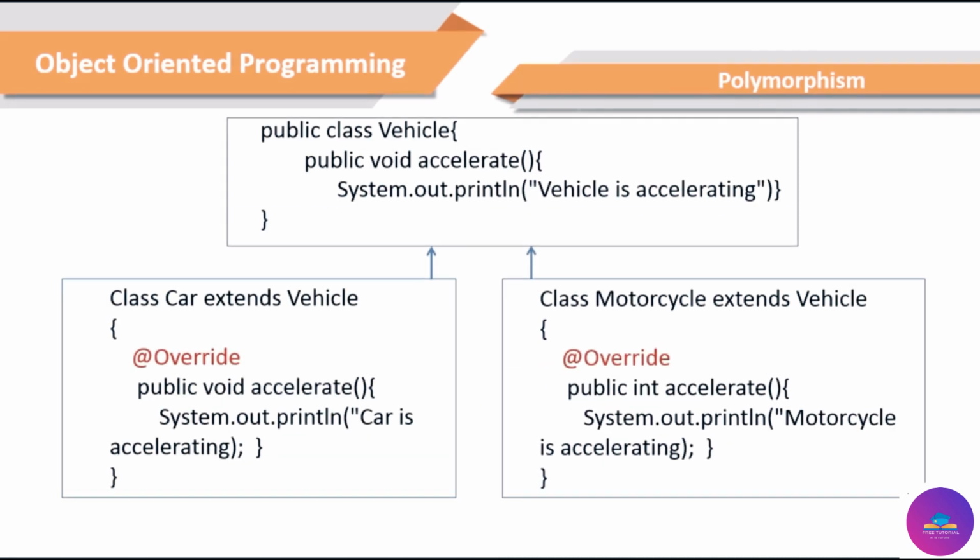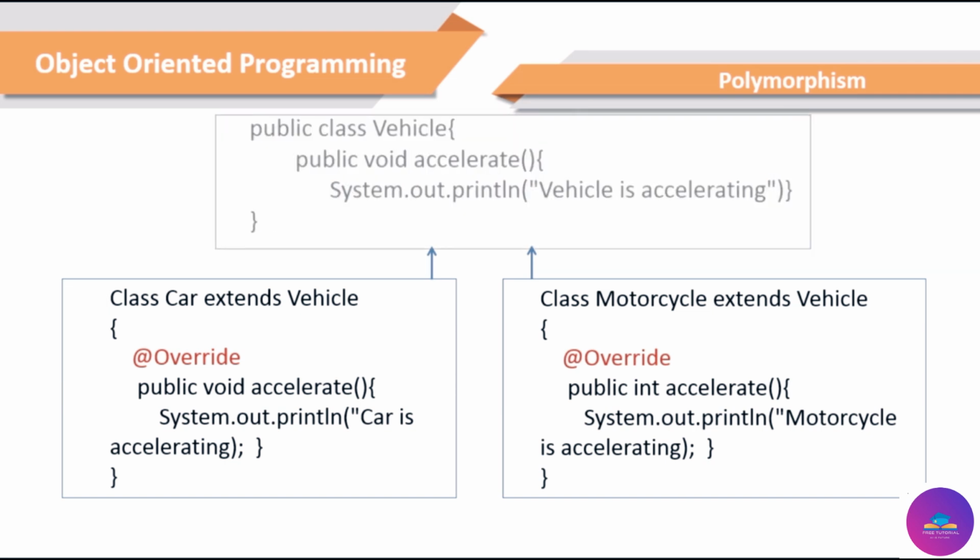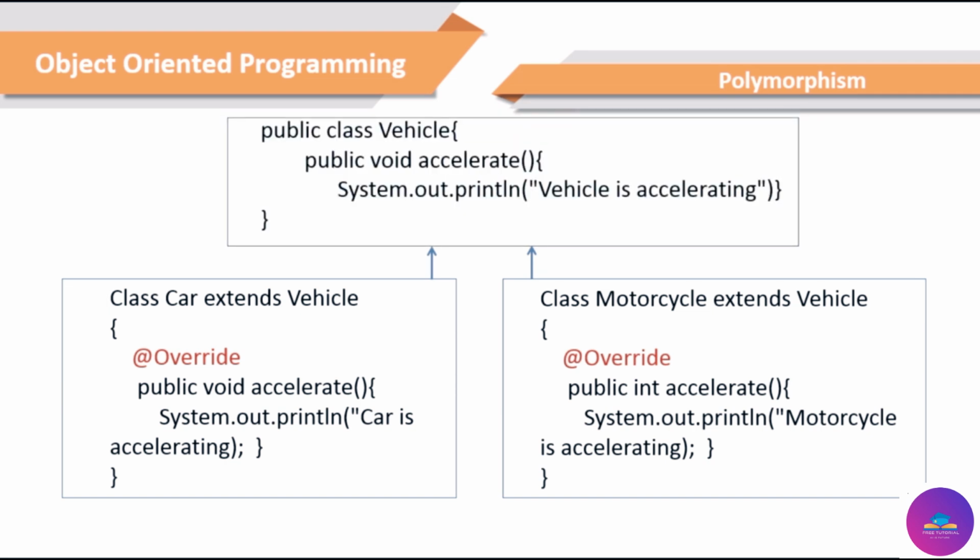So in the slide here, you can see dynamic polymorphism. For example, we have a Vehicle superclass, and it has an accelerate method. And we have two subclasses that override the accelerate method of the superclass Vehicle.